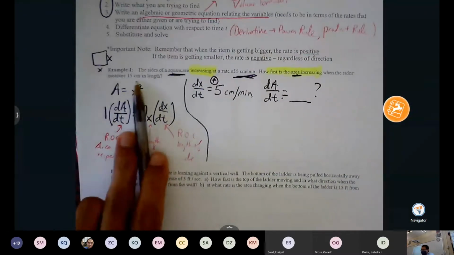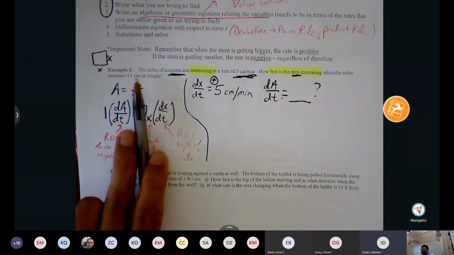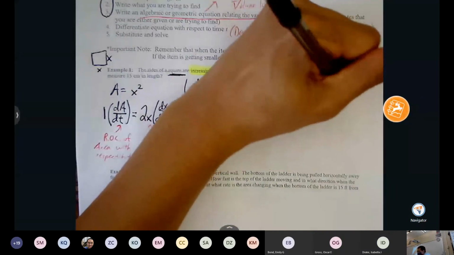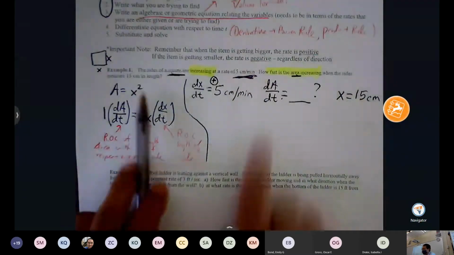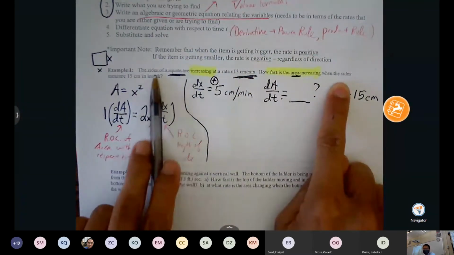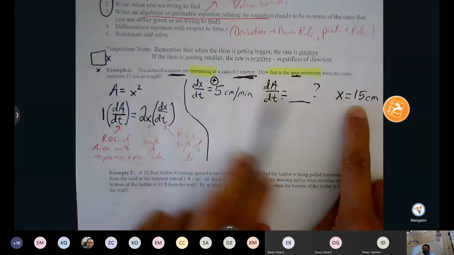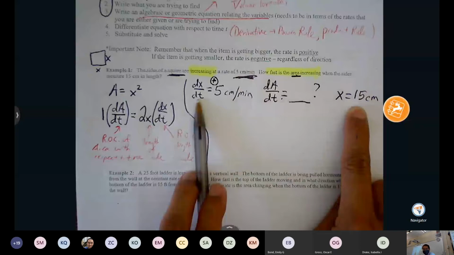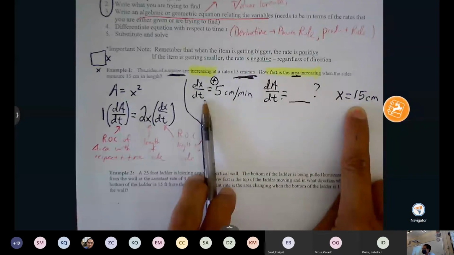Okay. When the sides measure 15 centimeters in length. Now this 15 is what? That's just x. Do you guys see that distinction between x and dx dt? They both are talking about sides, but one is a static value and one is a rate. So the static value is with the variable, the rate is with the d over dt because time is involved.